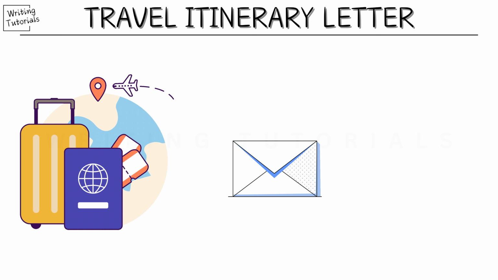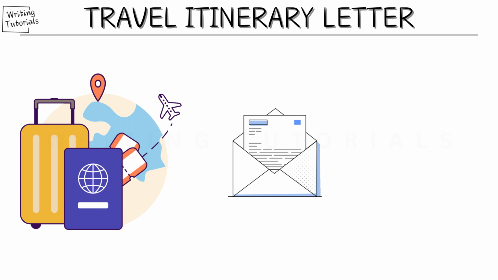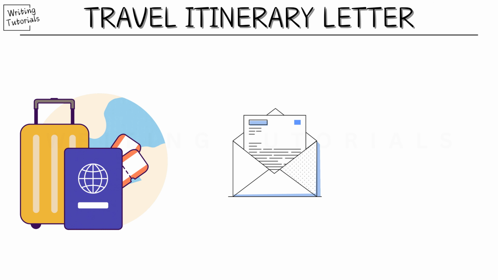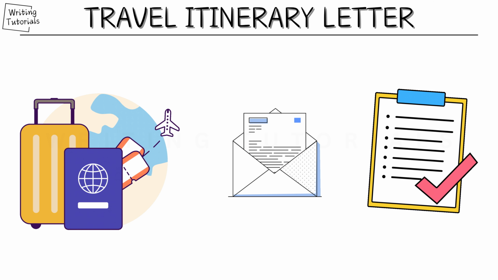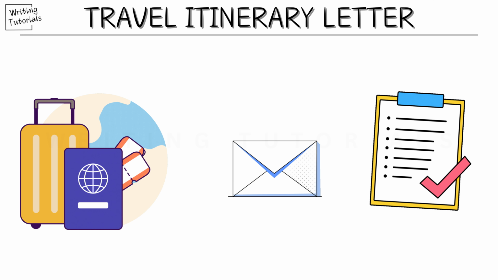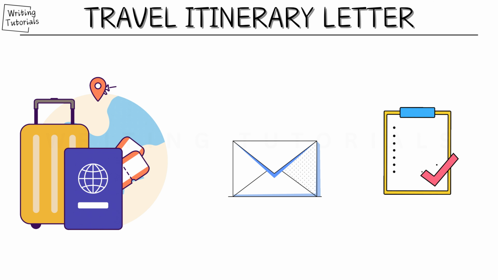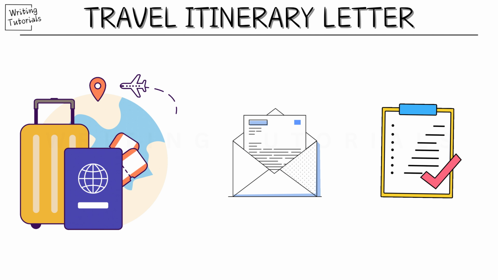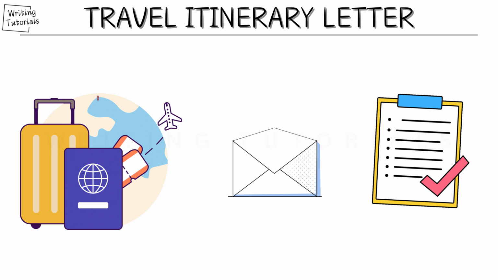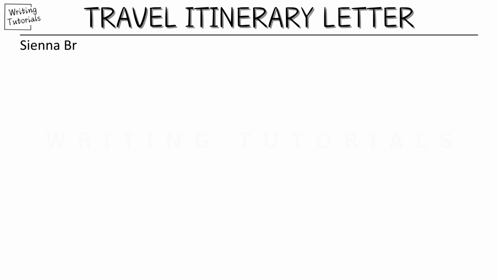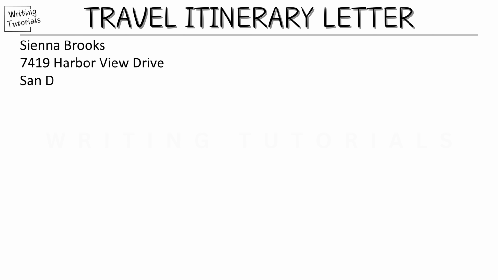A travel itinerary letter is a formal document submitted with a visa application to explain your planned trip. It outlines where you intend to travel, when you will arrive and depart, the places you plan to visit, and confirms that you have arranged your travel responsibly. Today, we're going to break down a professional travel itinerary letter step by step so you understand exactly how to write one.